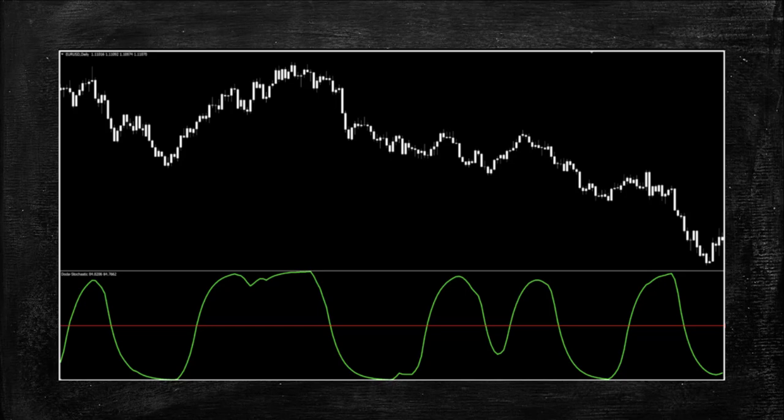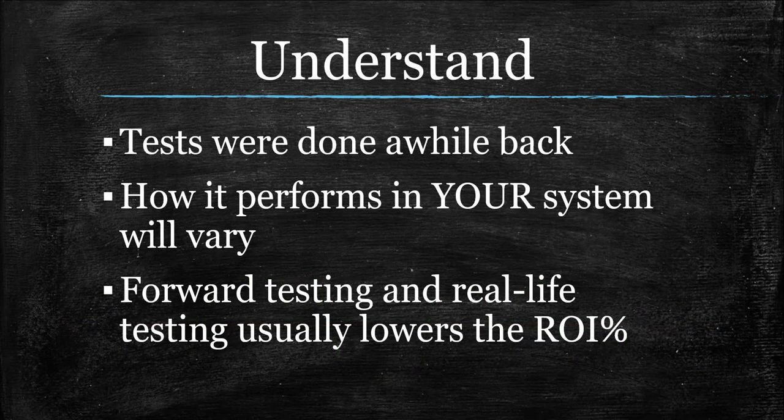But before we get into the results, just know that no matter what you see, if it's great or if it's terrible, doesn't matter. It only matters how it performs in your system. Make sure you are testing that way. And that's all I will say about that.